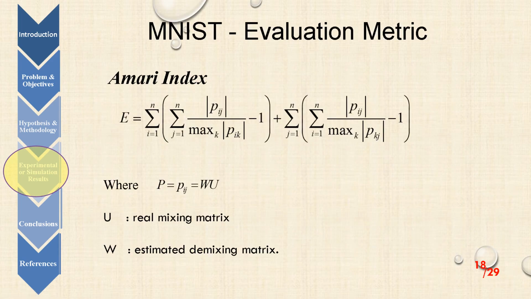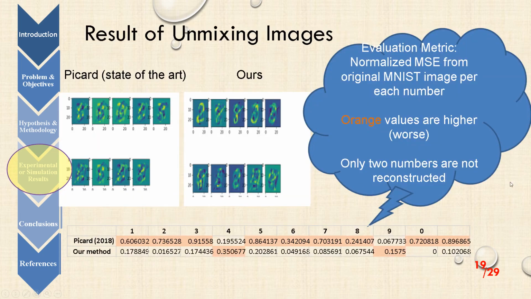To evaluate our method, we use the MRE index, which is a measure of the identity-ness of the mixing matrix multiplied by the unmixing matrix. First, we explain the results over our MNIST database. We realize that our method has outperformed the state-of-the-art independent component analysis, which was proposed in 2018.